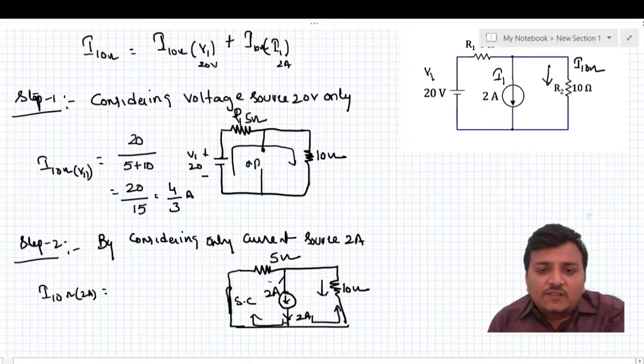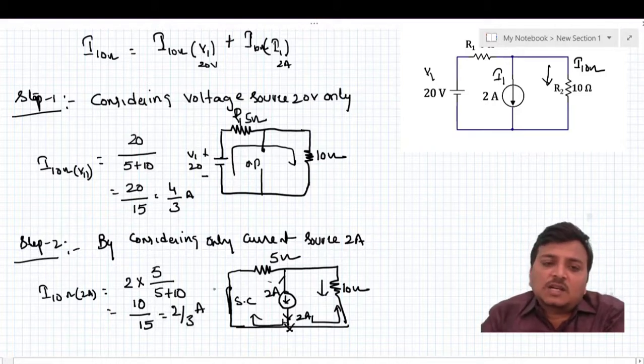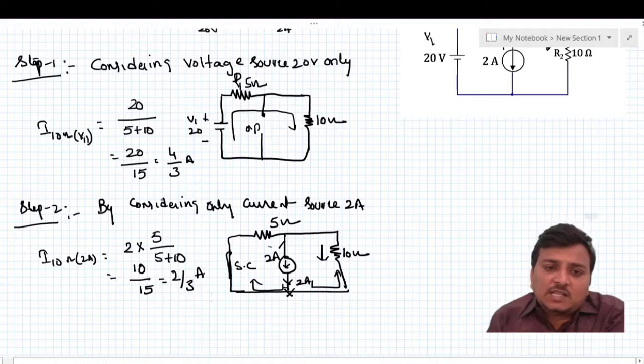Now I will apply the current division rule. The opposite resistance is 5 ohms. The total current is 2 amperes, and the opposite resistance, 5 ohms, is divided by the total resistance, 5 plus 10. So it's 10 by 15, which is 2 by 3 amperes. This is the current, but it is in the opposite direction. It is the reverse direction of the earlier one. The previous direction is this direction, but this is the reverse direction, so I keep it as the opposite.